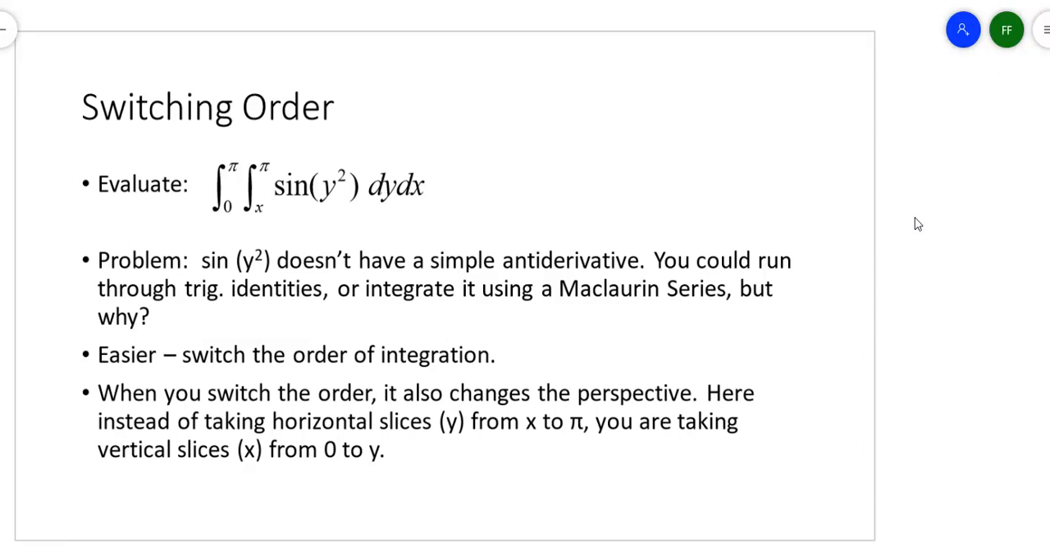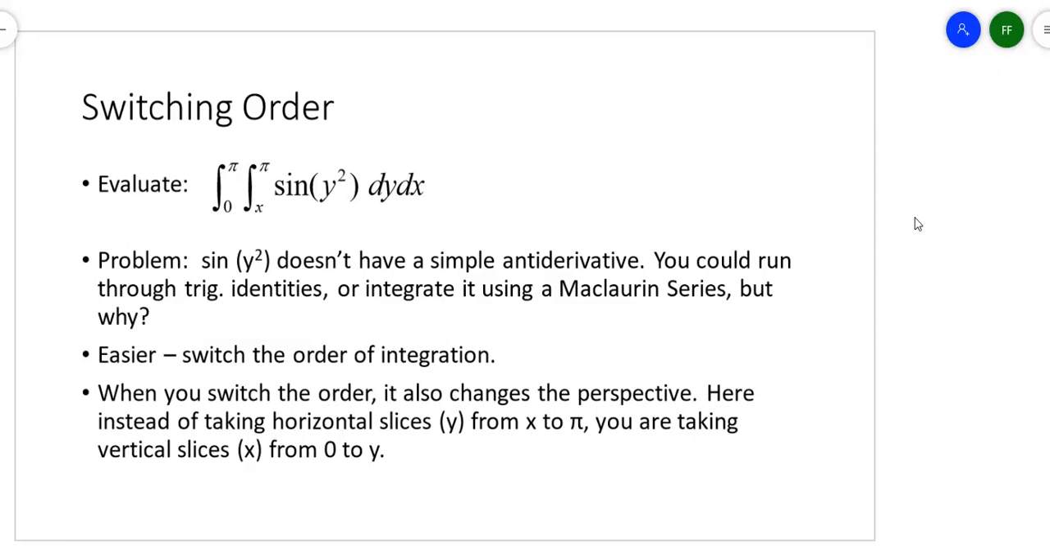It's not a lost cause. I could run through trig identities. I could turn it into a Maclaurin series, right? Good old Taylor series, but why? Easier thing is switch the order of operation. Now, when you switch the order of operation, you're going to change your perspective. So you're not taking horizontal slices from x to pi. You're taking vertical slices from 0 to y.